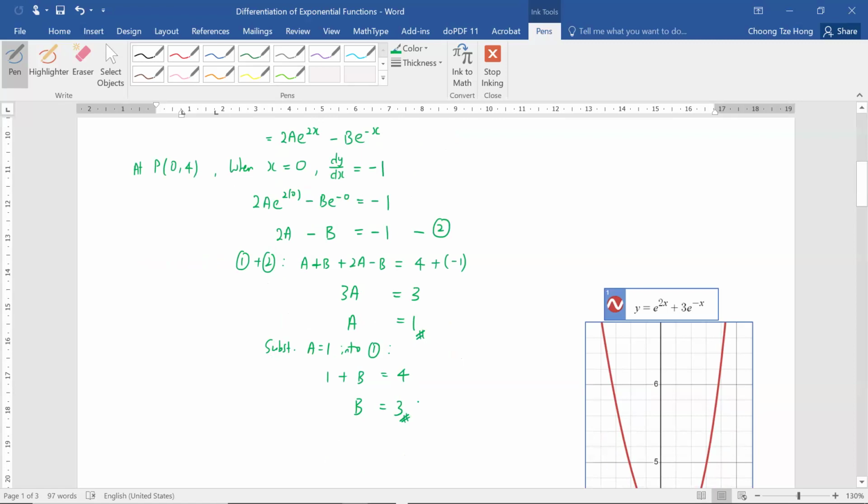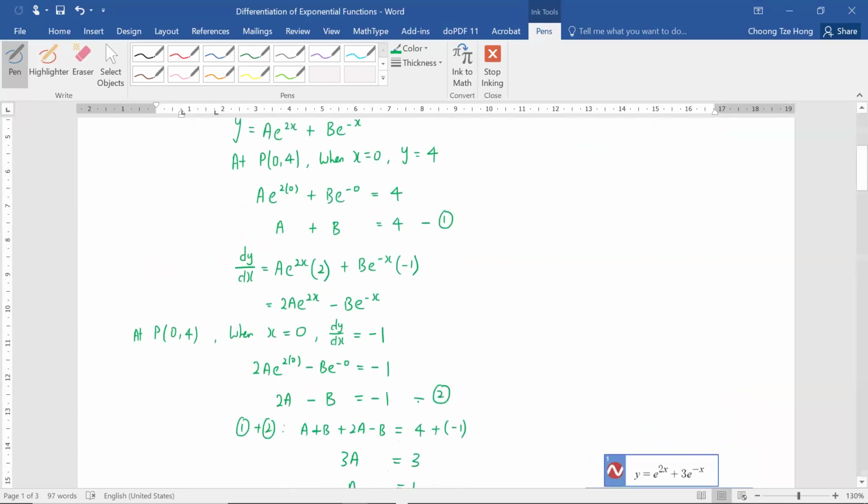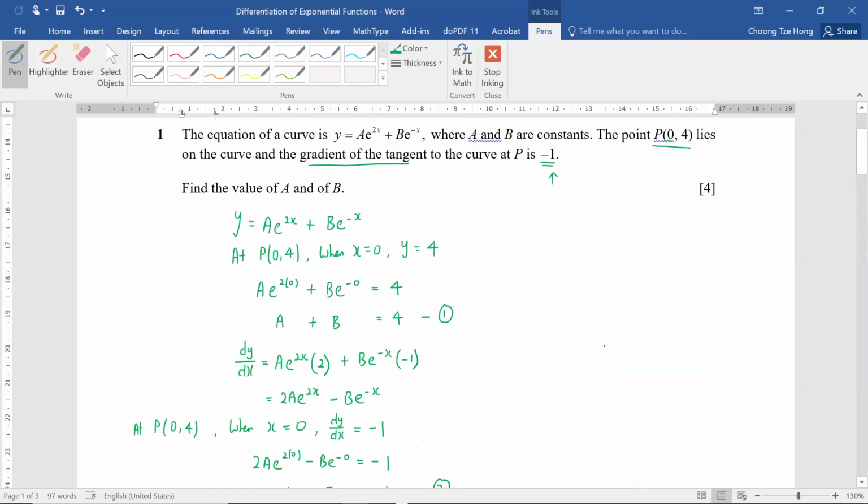I've actually put in these values and typed out the equation of the graph in Desmos, and popped it over here on the right side. You can see when a is 1, the equation of the curve becomes y equals e to the power of 2x plus 3 times e to the power of -x. I've drawn out the graph and it looks like this. You can see quite clearly this graph passes through the point (0,4), which is on the y-axis. And at this point (0,4), you can see that the gradient of the tangent is indeed negative, because as stated in the question, the gradient is -1.